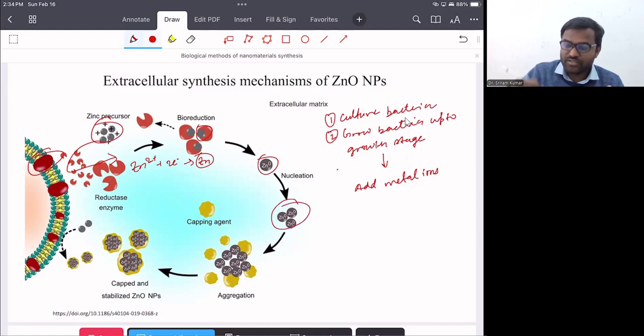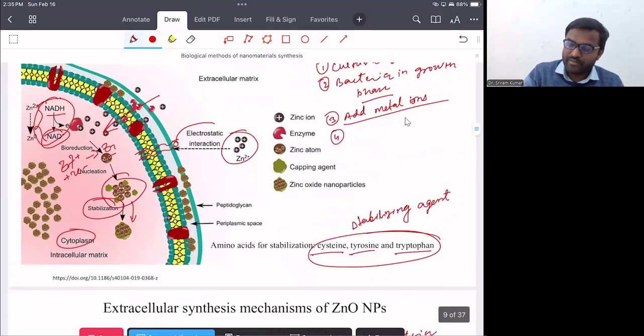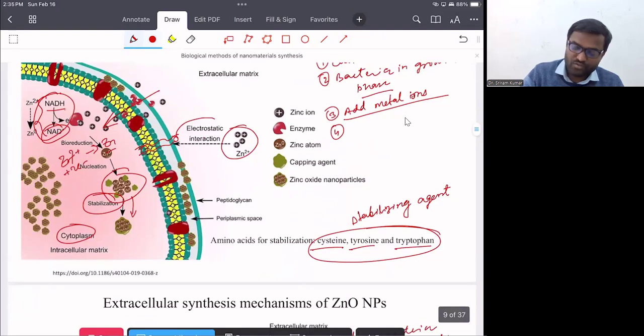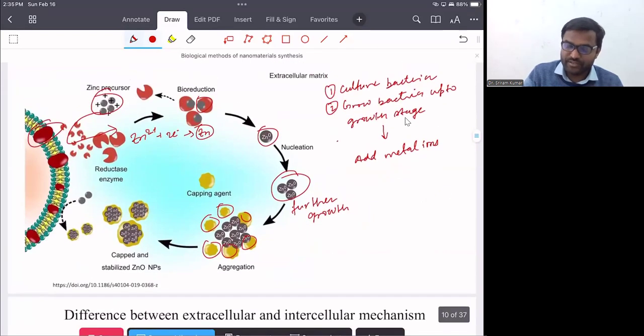And if that nucleation process happens, then further growth of the nanomaterials happens, and finally we get aggregates on the surface of this bacteria. And here again, there are capping agents present in the amino acids. These capping agents are cysteine, tryptophan, or maybe tyrosine; these amino acids work as the capping agent.